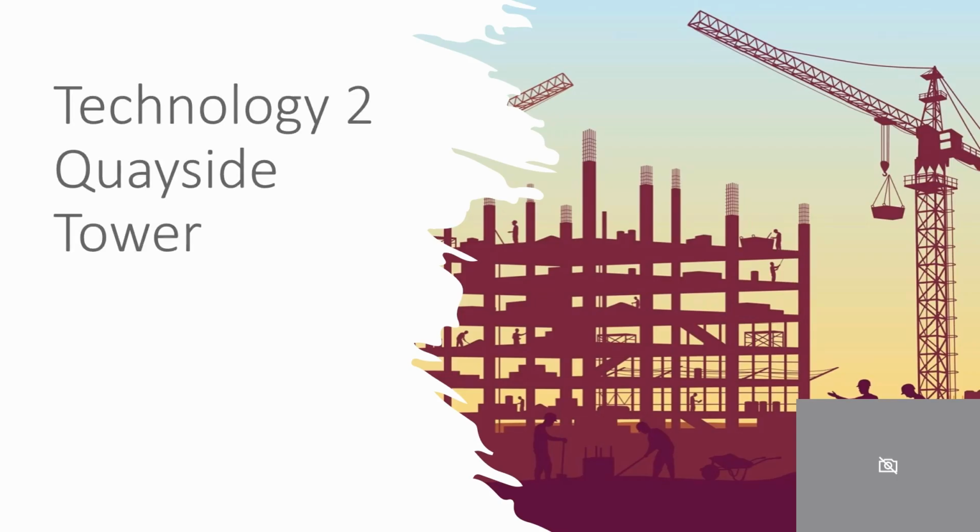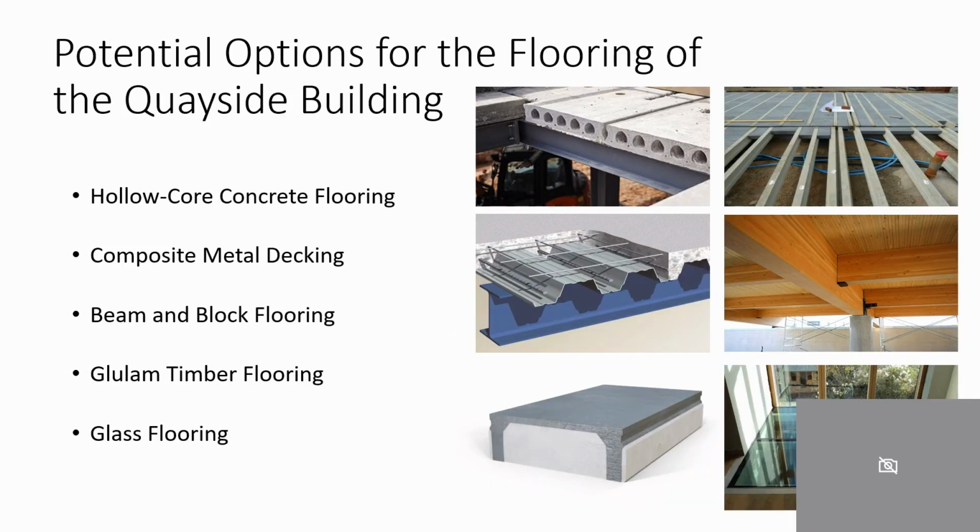So I'm going to be carrying out the flooring element for the quayside tower as part of our group project. Throughout the PowerPoint, I'm going to be discussing the functional requirements and design considerations I've made when selecting the flooring option. The potential options I considered for the quayside tower are as follows: hollow core concrete flooring, composite metal decking, beam and block flooring, glulam timber flooring, and glass flooring.